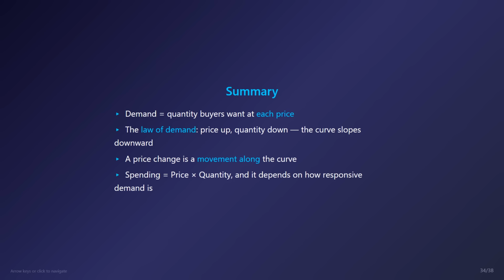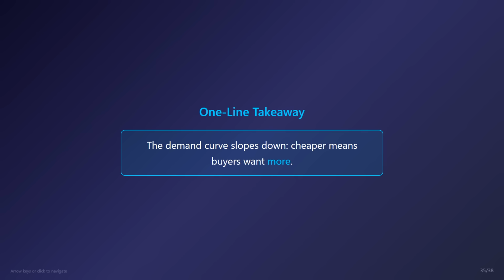Let's summarize. Demand is the quantity buyers want at each price. The law of demand says price up, quantity down, so the curve slopes downward. A change in the good's own price is a movement along the curve. And spending equals price times quantity, rising or falling depending on how responsive demand is. The one line to remember: the demand curve slopes down because a lower price makes buyers want more.